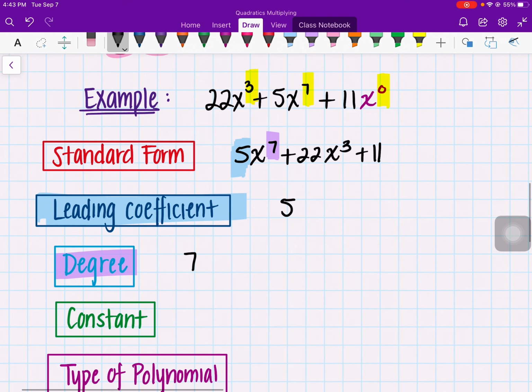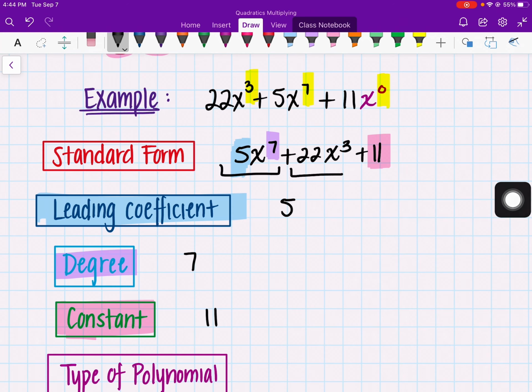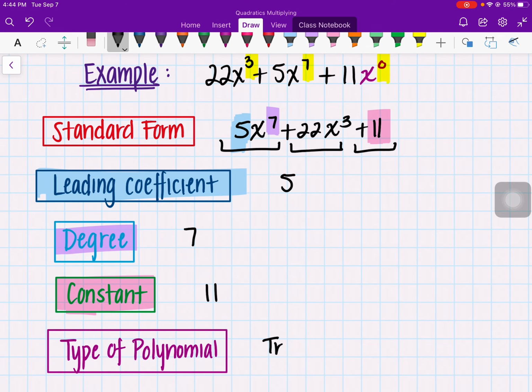All right. Now let's go ahead and take a look at the constant. The constant in this case talks about the number in your expression, basically the number that's by itself. It has no variable whatsoever. In this case, that would be 11. Now, last thing is a type of polynomial. So we have monomial, binomial, and trinomial. Anything greater than that would just be a polynomial. So if we take a look at this here, I have one term, I have two terms, and I have three terms. So 3 terms helps me determine that we have a trinomial.